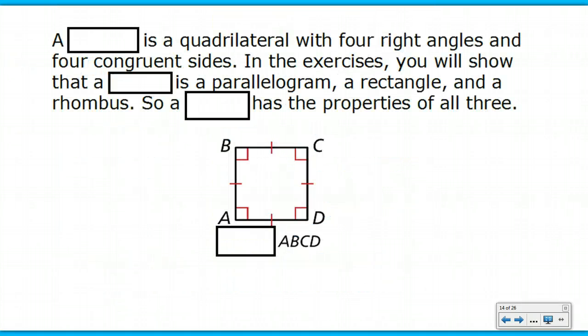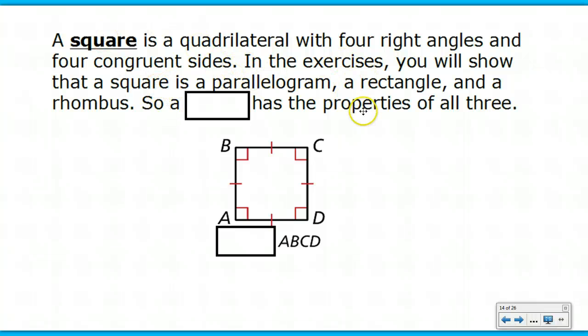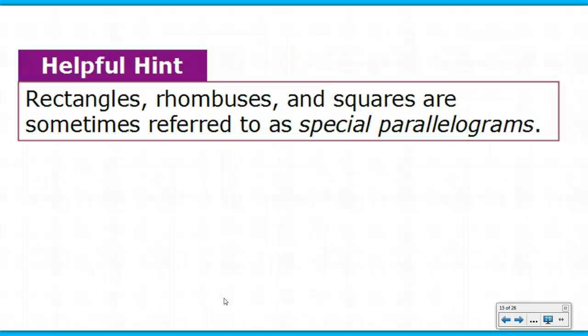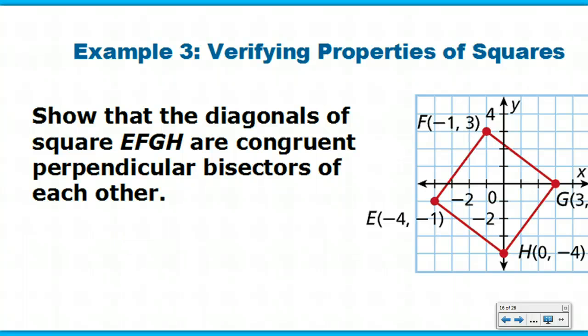Okay, let's combine both of these special quadrilaterals into one extremely special quadrilateral. A quadrilateral with 4 right angles and 4 congruent sides is a square. That's right. So we will show that a square is a parallelogram, a rectangle, and a rhombus. So the squares, they have properties of all 3. This is square ABCD. So rectangles, rhombuses, and squares are sometimes referred to as special parallelograms.